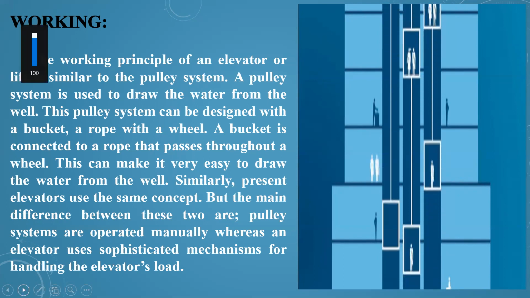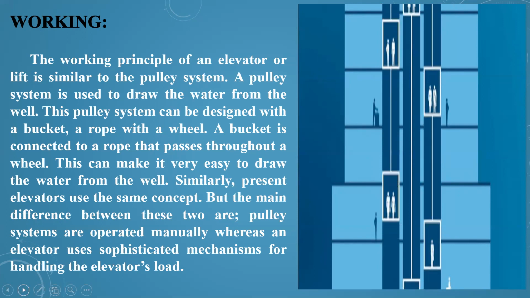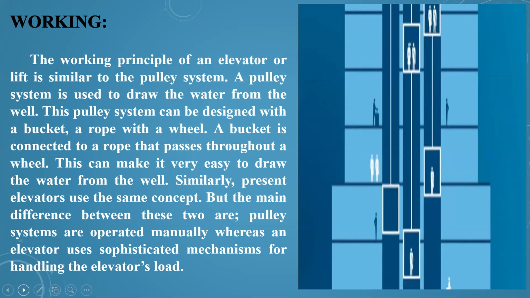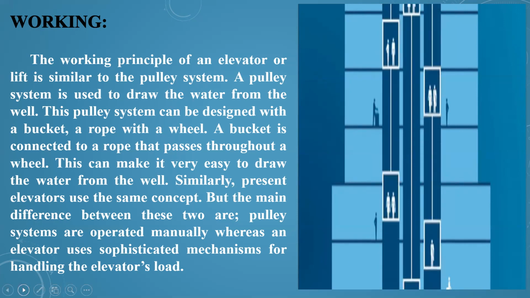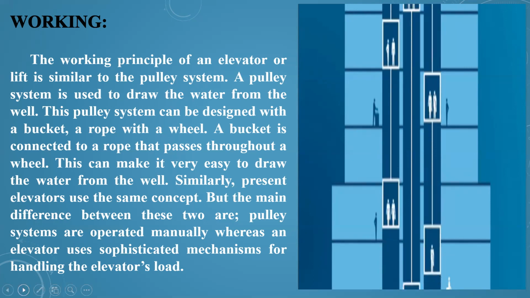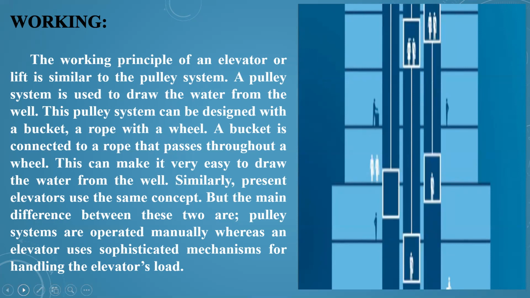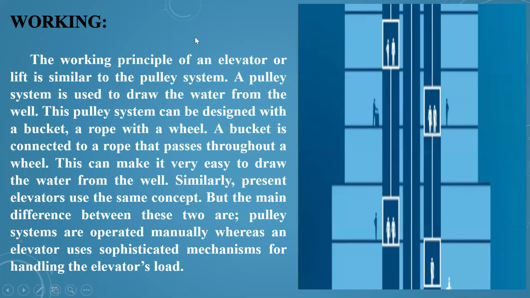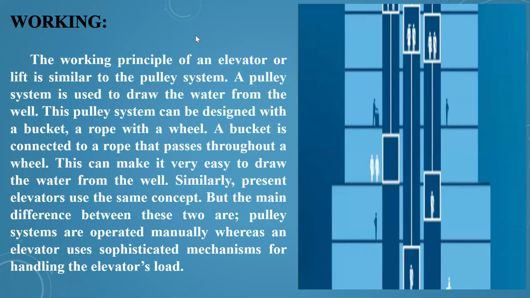The working of an elevator is similar to a pulley system. The pulley system is used to draw water from a well. The pulley system is designed with a bucket, a rope, and a wheel. Here the bucket is connected to the rope, which passes through the wheel to draw the water. This makes the process of drawing water from the well easy.